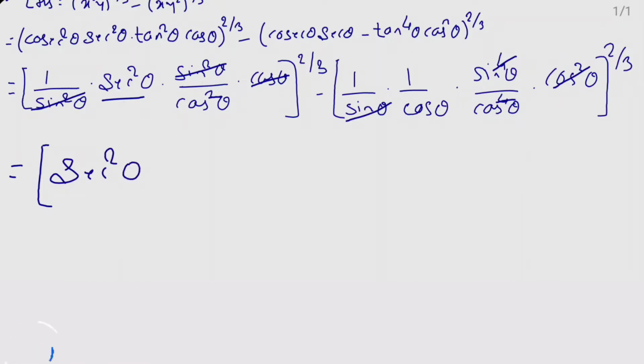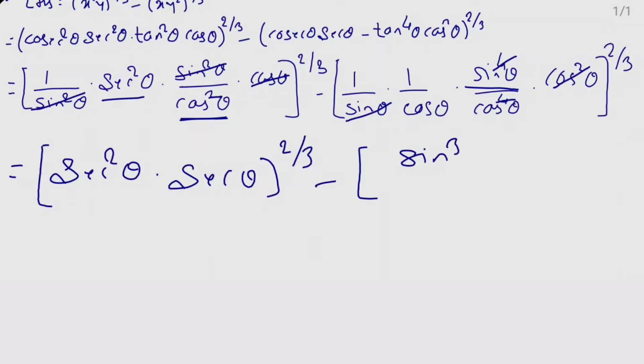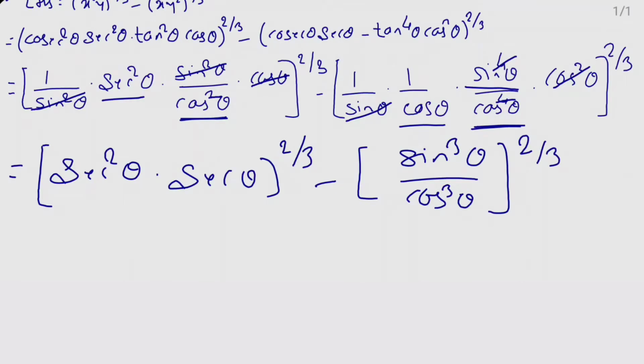So here sec square theta into 1 by cos remaining, 1 by cos we can write sec theta and 2 by 3 as it is, and minus, so here sin cube remaining, sin cube theta, and this divided by here cos and here 2 cos remaining, so cos into cos square is cos cube theta and 2 by 3 as it is.